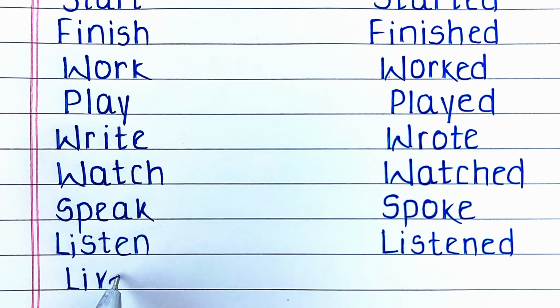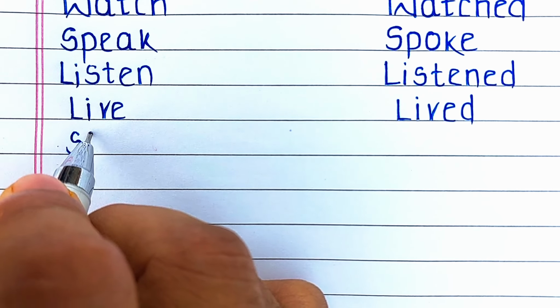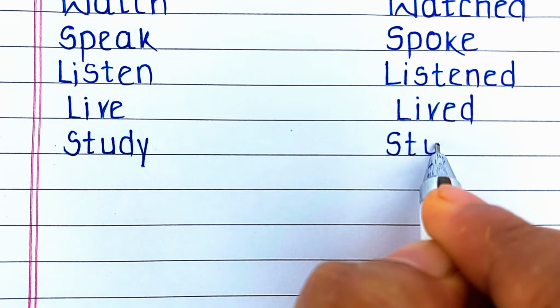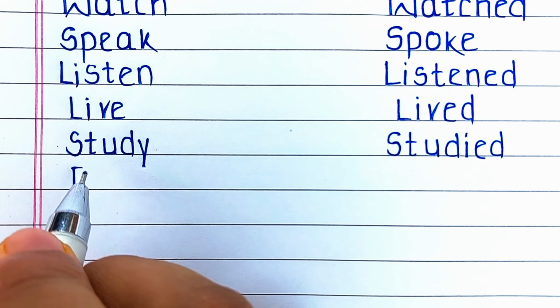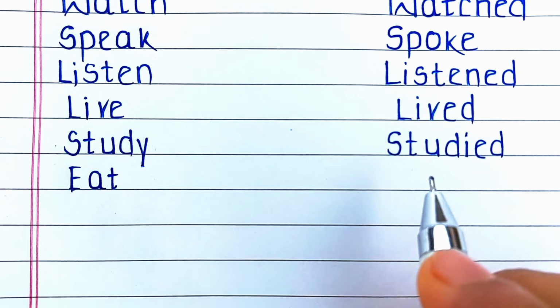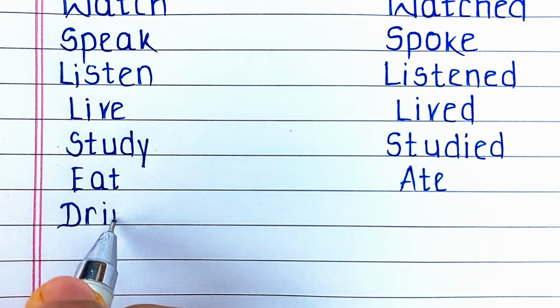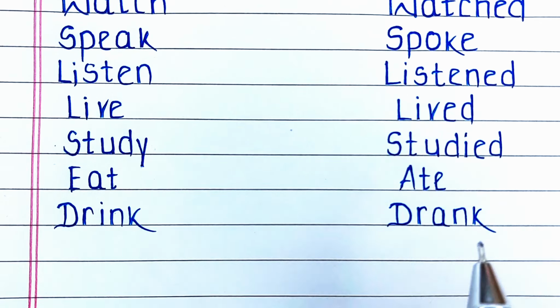Next word is live. The past tense of the word live is lived. Next word is study. The past tense is studied. Next word is eat. Its past tense is ate. Next word is drink. The past tense of the word drink is drank.